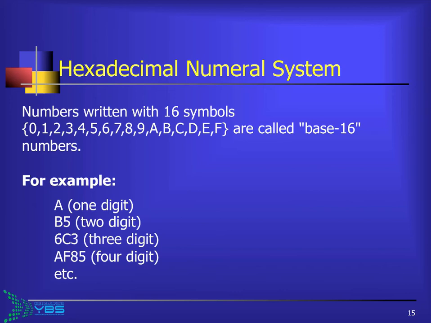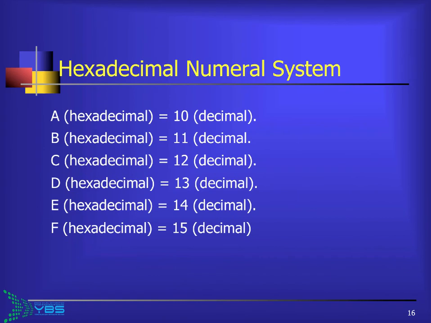As you can see, at the bottom of the examples, A is 1 digit, B5 is 2 digits, 6C3 is 3 digits, and the last is a 4-digit number. We can talk about that. And then we can say that A is a hexadecimal number, which is 10 in decimal representation. Also, we can continue with the other parts, B, C, D, E, F, going on through the 16 numbers. Okay. Now, we can talk about that later.